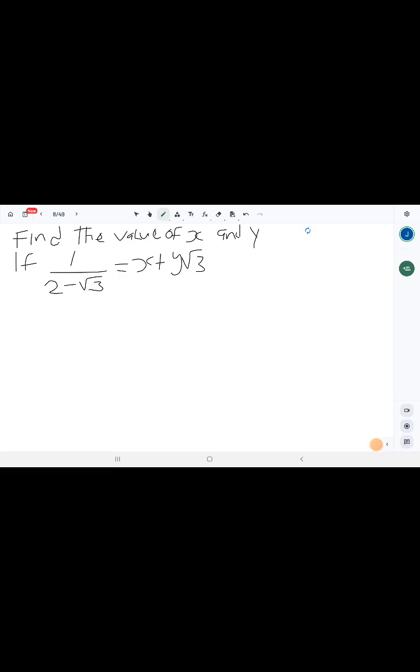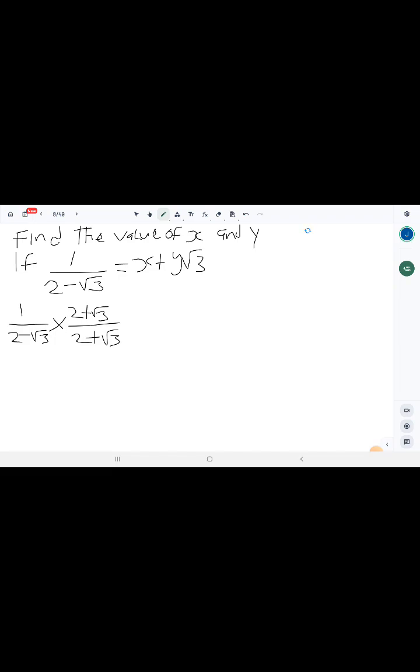In this video, we'll solve a surd question. The question says, find the value of x and y if 1 over 2 minus square root of 3 equals x plus y root 3. The first thing to do, you would say 1 over 2 minus root 3 times its conjugate, which is 2 plus root 3 over 2 plus root 3.